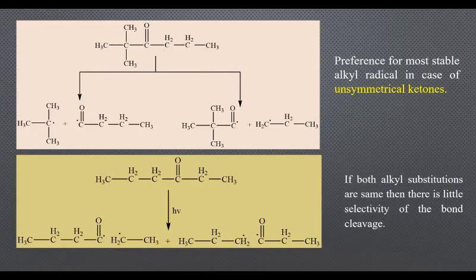Here, in case of unsymmetrical ketones, the bond which leads to the most stable free radical is broken down. So this bond will be broken down to give the tertiary free radical. Remember that free radicals are electron deficient, and this will be the minor product. This is so stable that exclusively this will be the only product which is formed in this process.